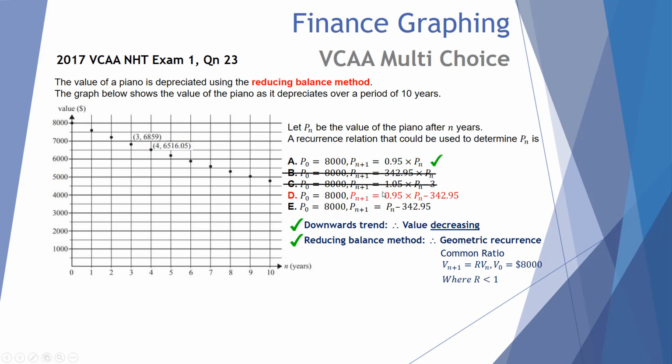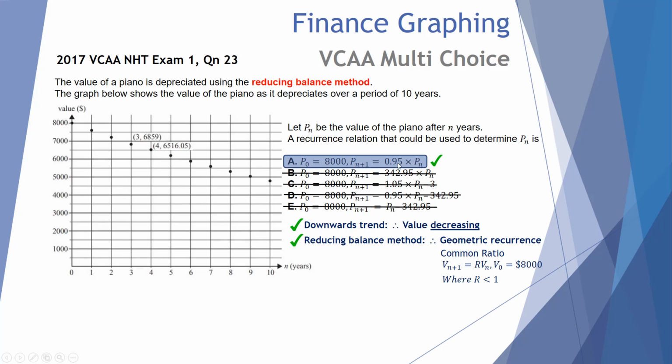Option D, this has got a geometric component, but it's also got this common difference component as well, so it's not a straight reducing balance method. That is reducing the balance by a geometric ratio, but then, in addition, taking more money out. It's not valid. Option E, this is an arithmetic approach whereby we have a value and we take away a common difference to work out the next value. That is not geometric, so that can be eliminated. Which leaves us with option A as our answer.